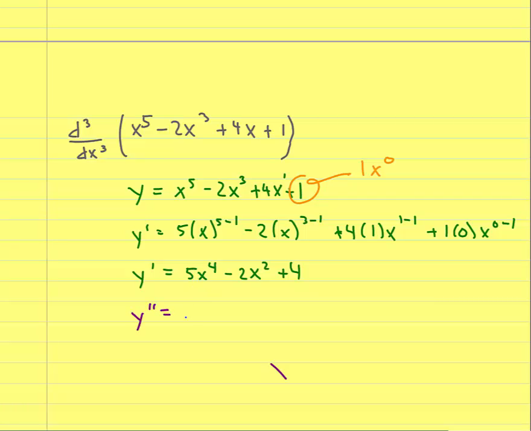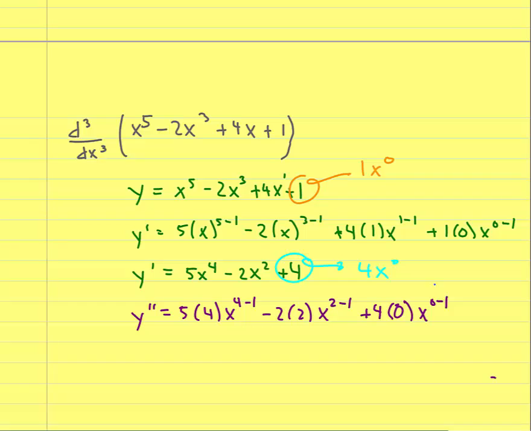I just follow from the first derivative, so I have 5 times 4, decrease the exponent by 1, minus 2 times 2, decrease the exponent by 1. And then I see I have a derivative of a constant here again. So I can think about this as 4x to the 0. So this is 4. I bring the 0 down, decrease the exponent by 1. So 5 times 4 is 20x cubed minus 4x to the first. And of course this whole term goes away because it's the derivative of a constant again.